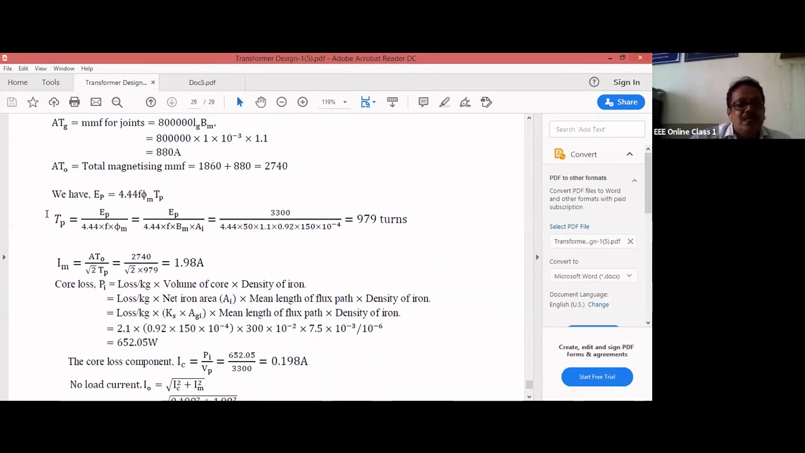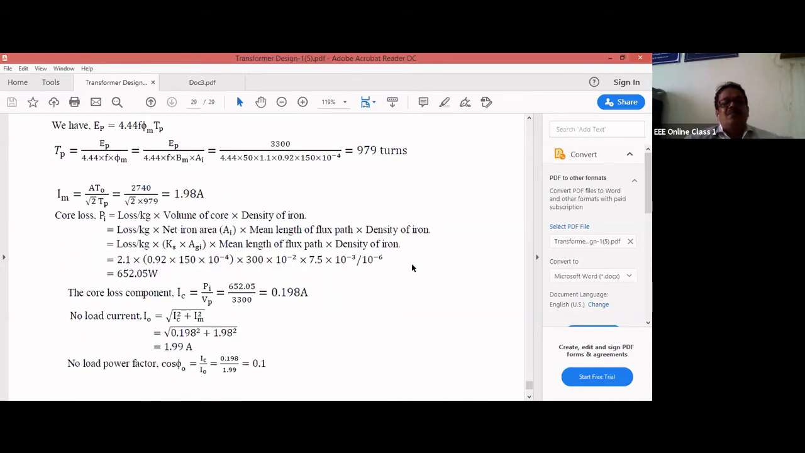Once you got primary turns, you calculate IM. IM is equal to 80 knot divided by root 2 into TP. So what you got for IM now? 1.98 amperes. This is your IM. After finding IM, try to calculate the core loss. Same formula, same steps, but be a little bit cautious here.